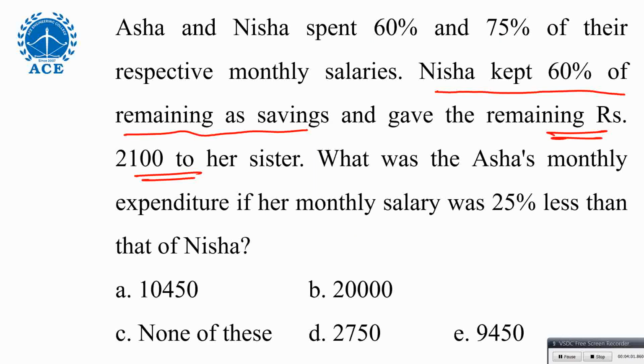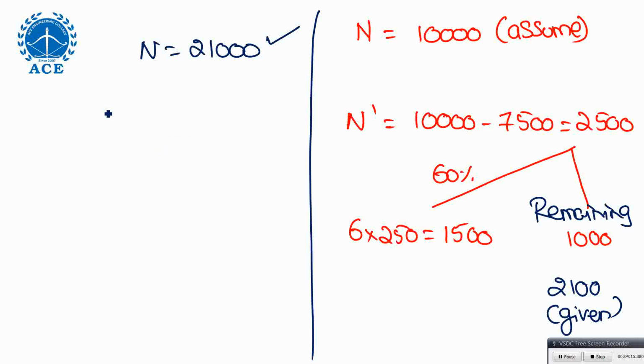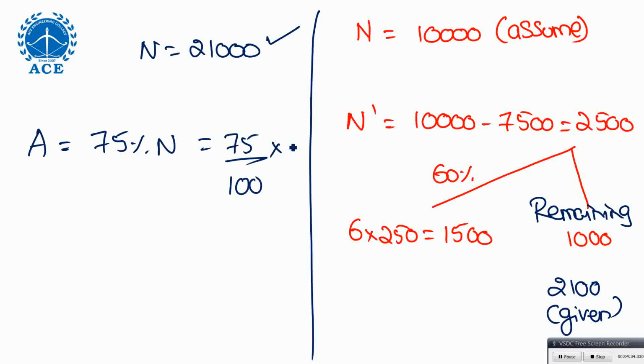But I think they are asking about Asha. Asha's salary is 25% less than Nisha's salary, so we have to remove 25% from that. That means Asha's salary is 75% of Nisha's. Why 75%? 20% less would mean 80% of Nisha; like that, 25% less means 75%, which is 75 by 100, or 3 by 4. You can write 21,000, so 75 into 210.